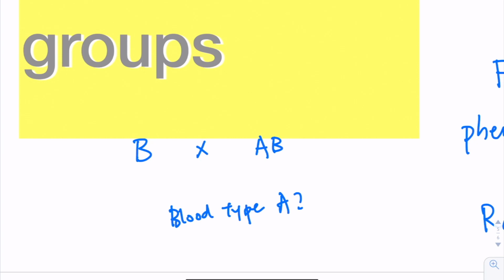Now please practice yourself. My blood type is blood type B. My wife's blood type is AB. In this case, is it possible for my son to have blood type A? Think about it yourself and let me know your answers.